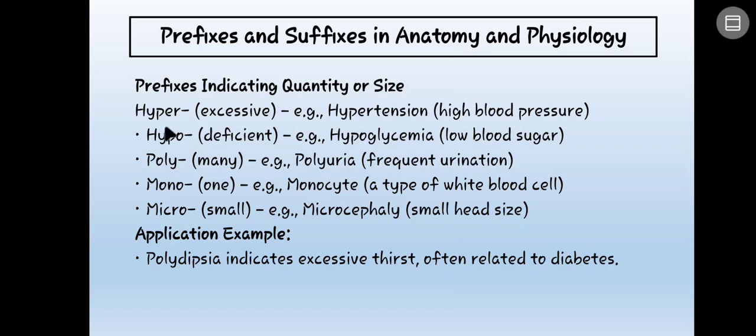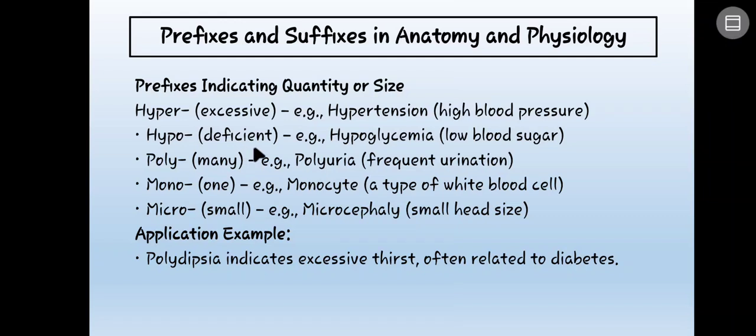So for example, we have hyper. If you hear hyper in anatomy, it means excessive. For example, hypertension. Tension in anatomy and physiology refers to pressure, so high blood pressure. When you hear hypertension, it means high blood pressure. Hyper means excessive, something being excessive or high. Example, hypertension. So it means high blood pressure.